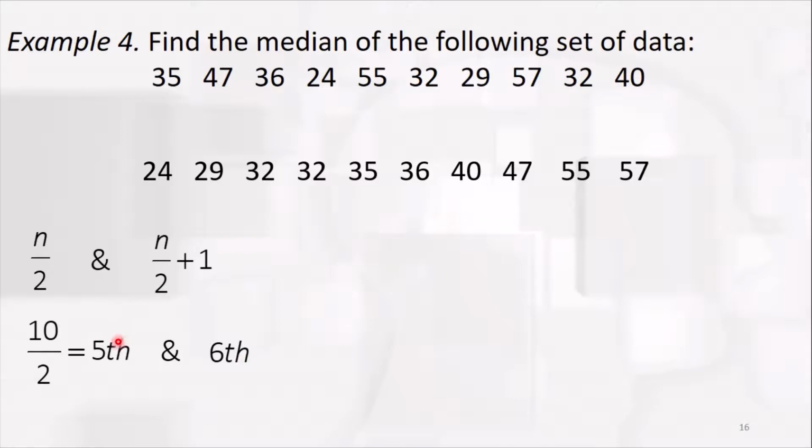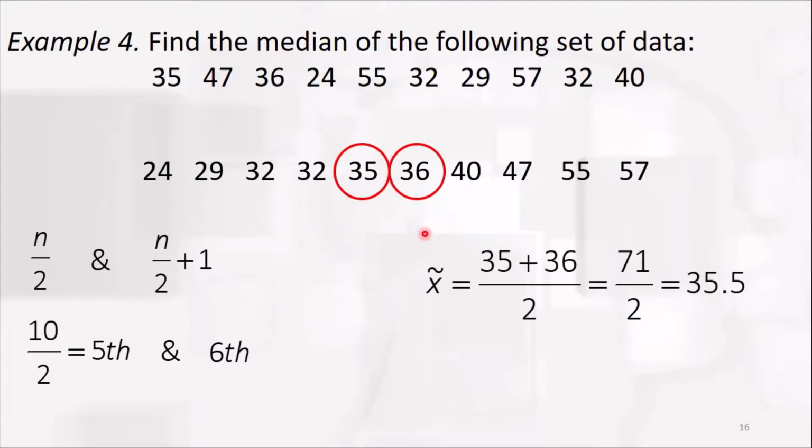So, yung two middle scores natin ay matatagpuan doon sa pang-5 at pang-6 na score. So, we have 1, 2, 3, 4, 5. Okay, this will be the 5th score and the 6th score is 36. So, we have 35 and 36. So, yung median natin, makikita natin halfway of these two scores. So, paano natin kukunin? So, of course, just by getting the mean of these two scores.